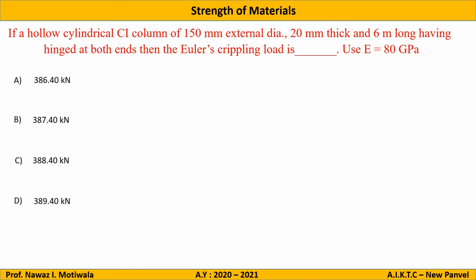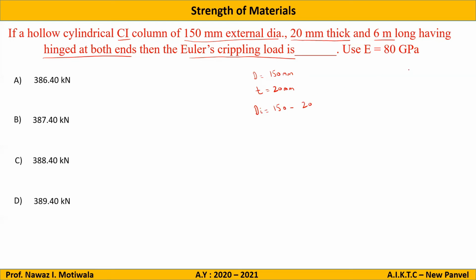Next, a hollow cylindrical CI column of 150 mm external diameter and 20 mm thick. This is the place where students make the mistake. And 6 meter long, having hinged ends at both sides, then Euler crippling load is. Okay, so let me write the data given. D external is 150 mm, and we are given the thickness, so t is equal to 20 mm. What students do is write internal diameter as 150 minus 20. So this will be wrong.